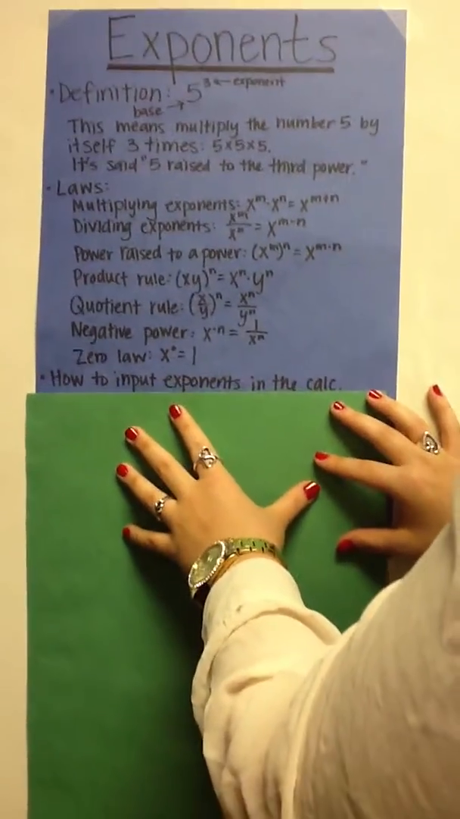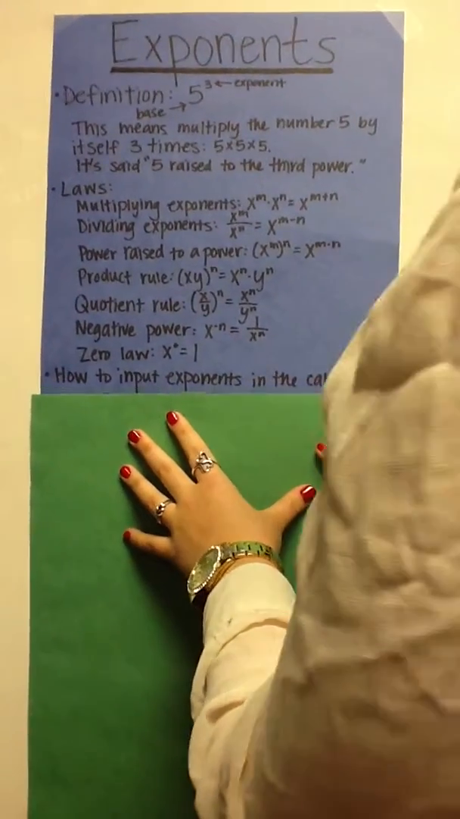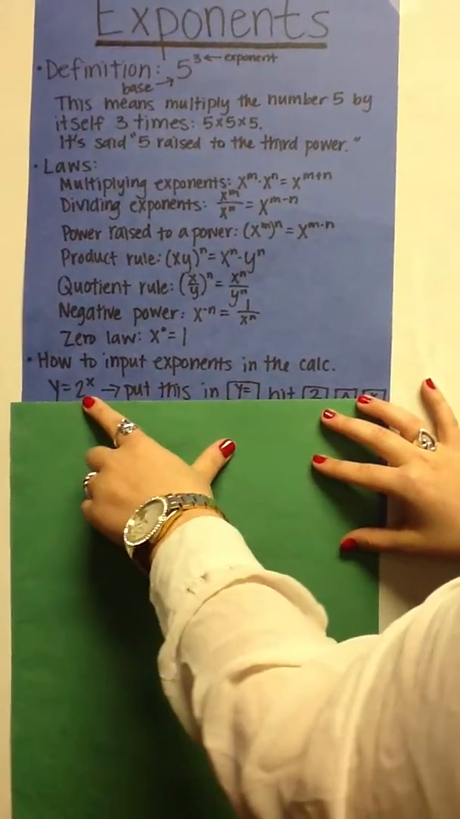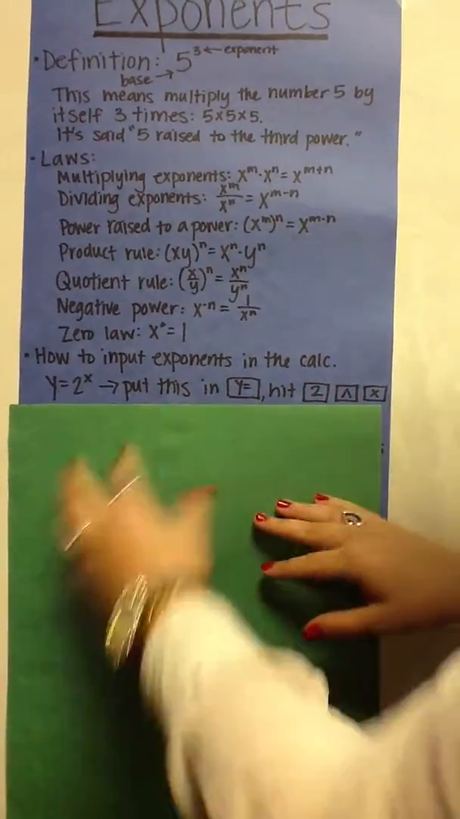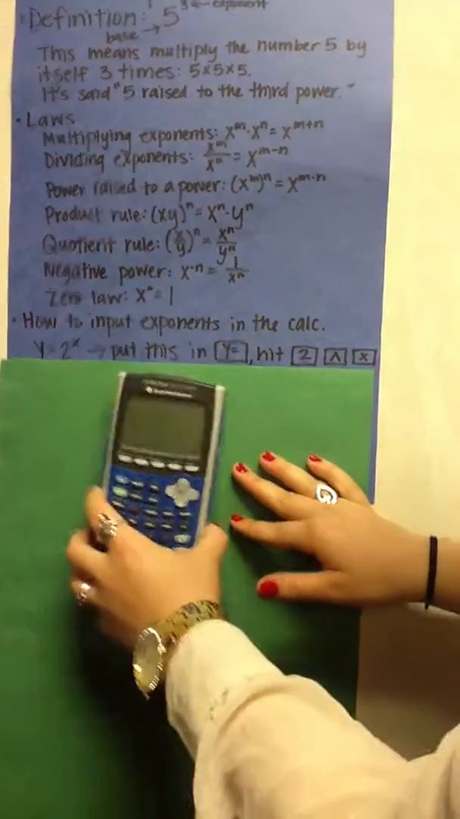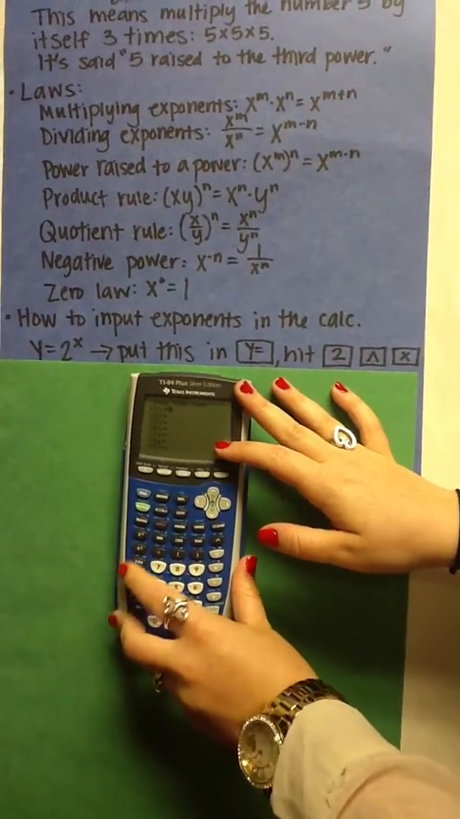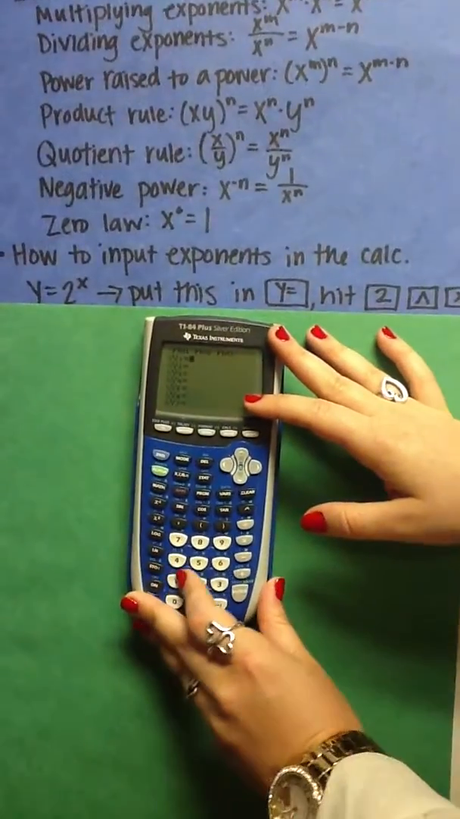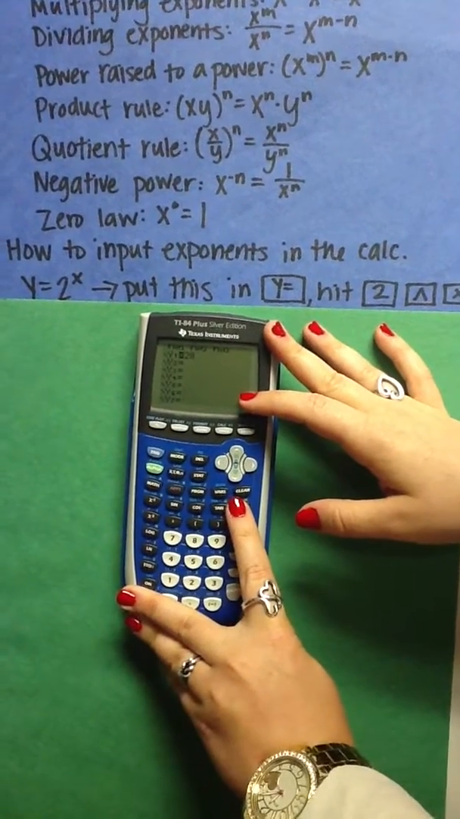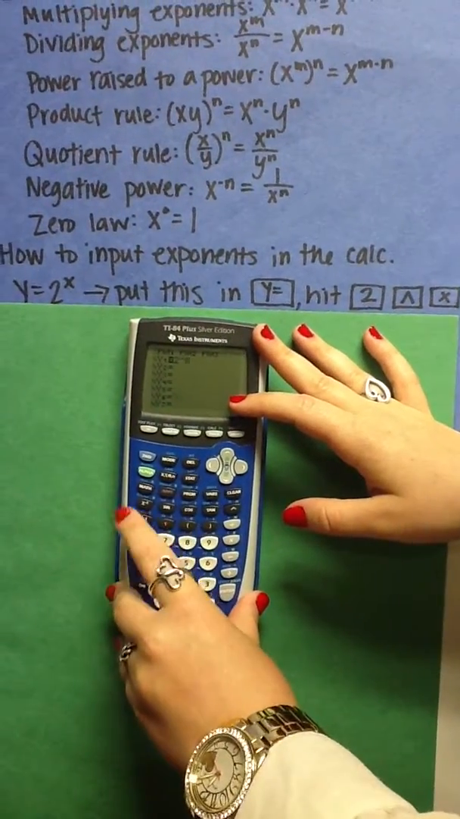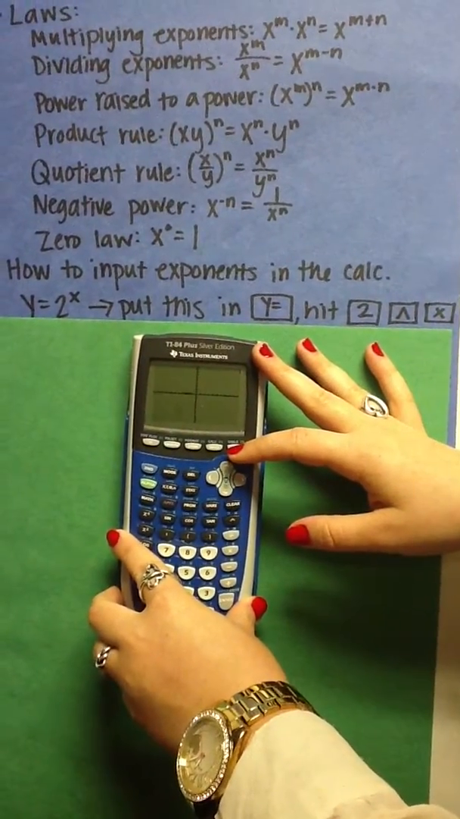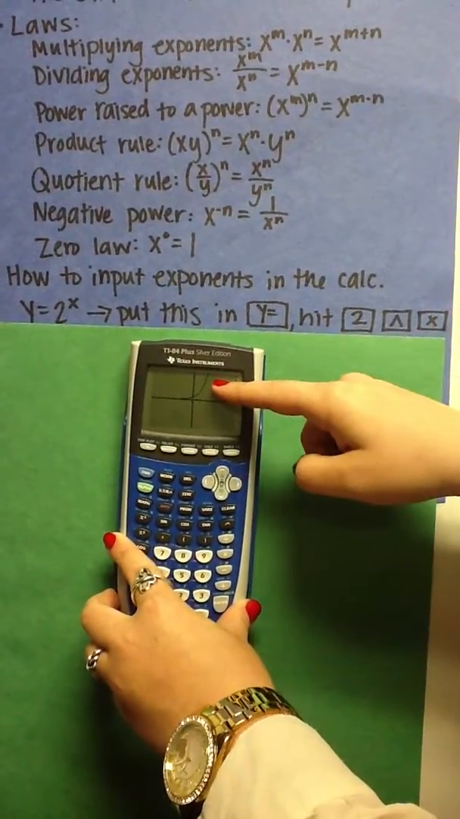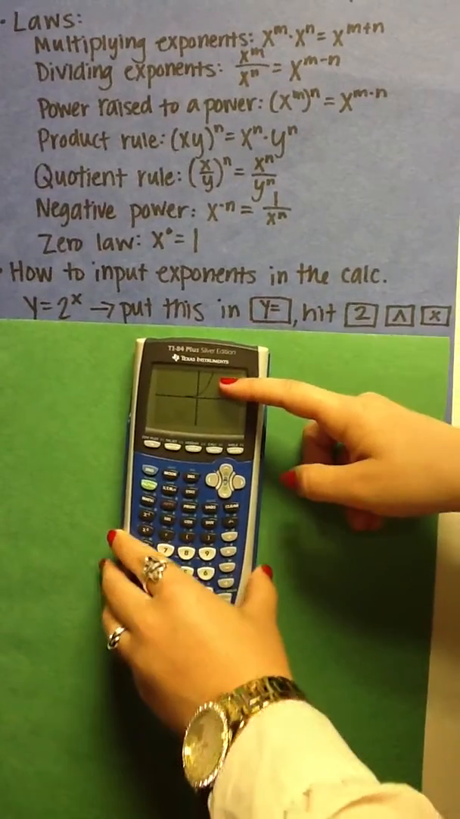Now, how do we input exponents in the calculator? If you have y equals 2 to the x, you'll put this in y equals and hit 2, the caret, and x. So in your calculator, can you see it? Okay, you'll have 2, hit this caret right under your clear button, and raise to the x. And then you'll graph it. So that's what y equals 2 to the x looks like.